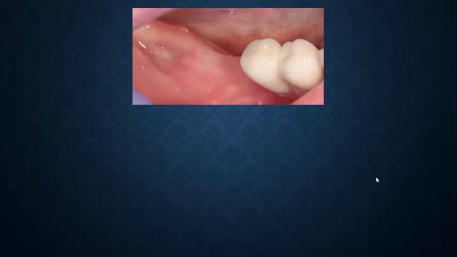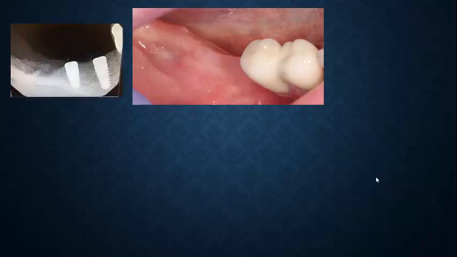This is another case. We did 2 molar implants. We can see here there is a lack of attached tissue, only mucosa, and a shallow vestibule. So here, when we do stage 2, we can do an apically positioned flap. We have to do a free gingival graft to create a good band of tissue around the buccal aspect of the implant. This is the X-ray showing the implant in place.